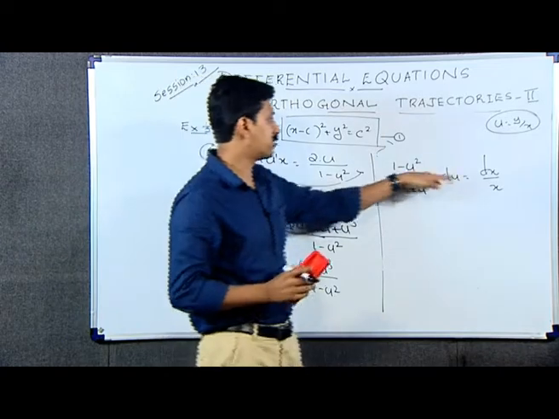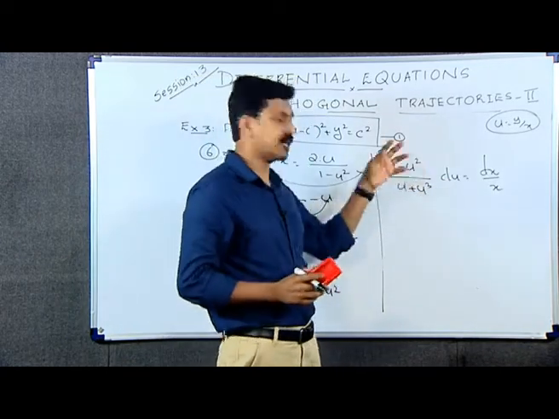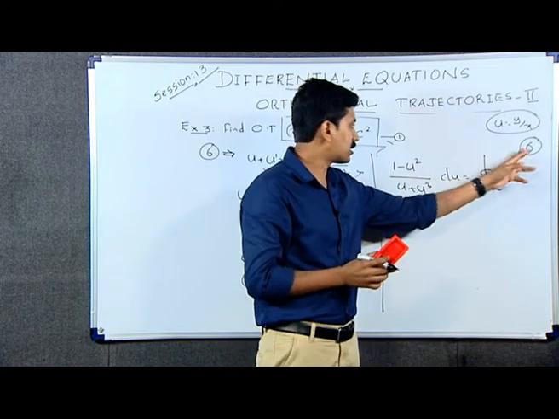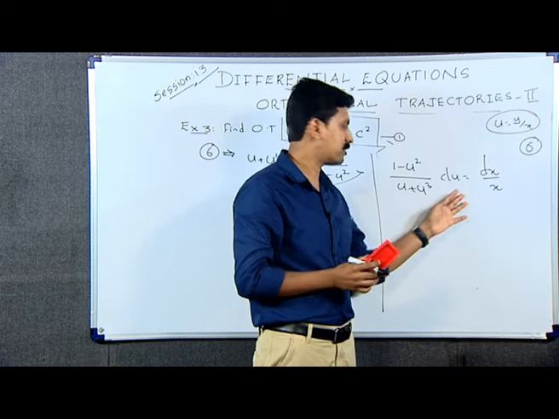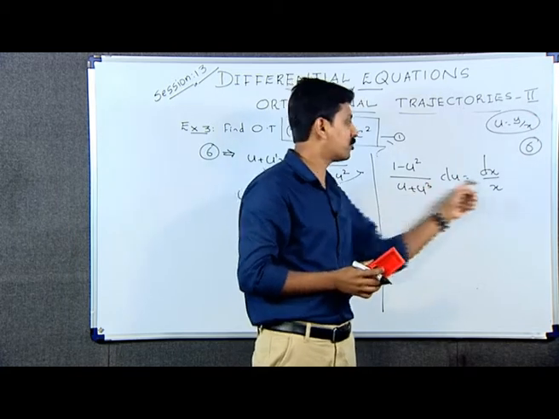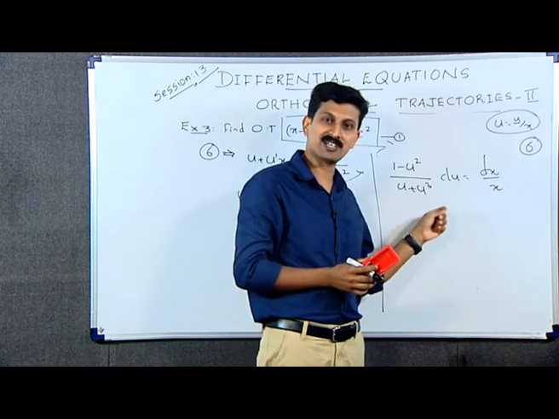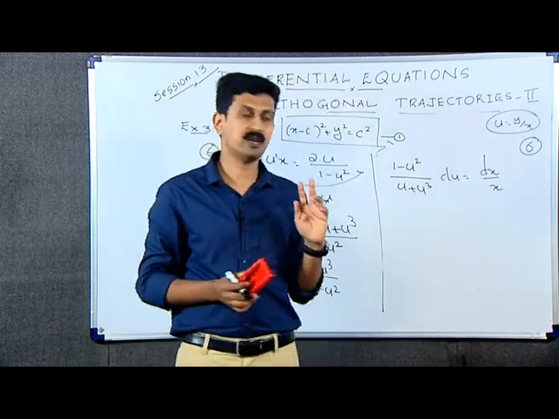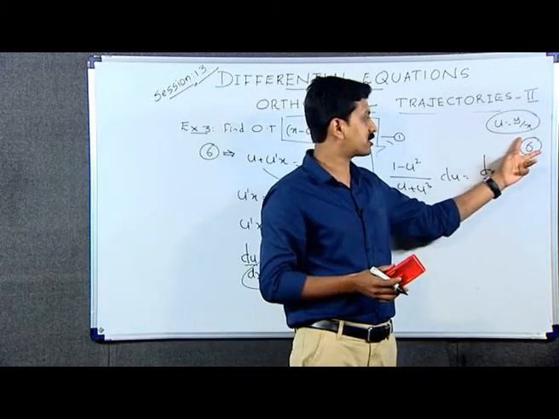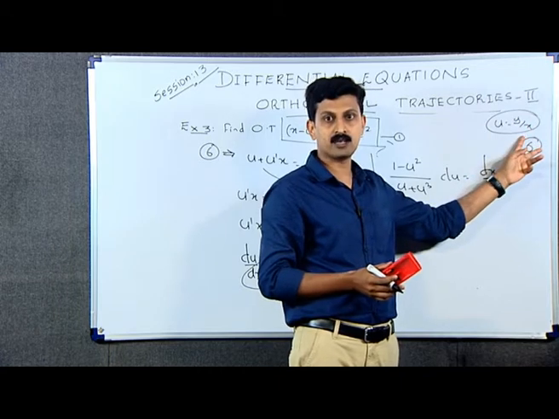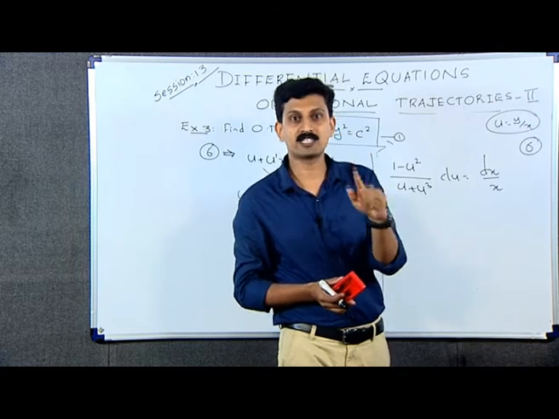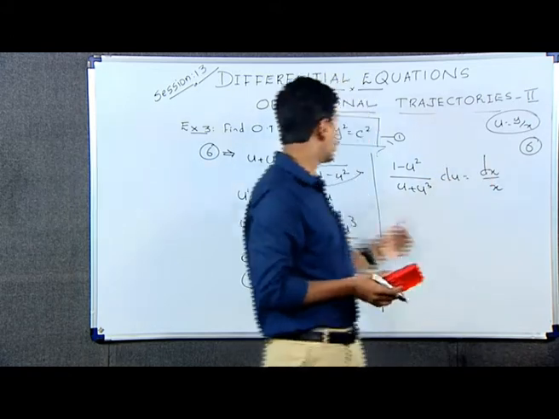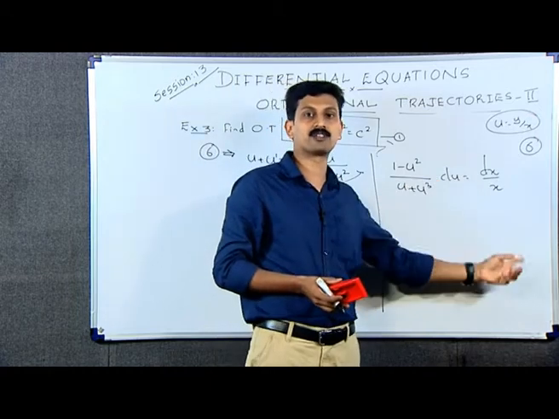Now, we are happy our variable separated form is there. This is an equation we generated from equation number 6. Now, we can solve this differential equation, so we will have a solution in terms of u and x. After solving, we can change u as y by x. So, we will have a solution of differential equation 6. Equation 6 is generated from 1 by replacing y dash with minus 1 by y dash. That is why we will have a new family of curves that are orthogonal to 1. So, the solution of this will be the orthogonal trajectories of 1.